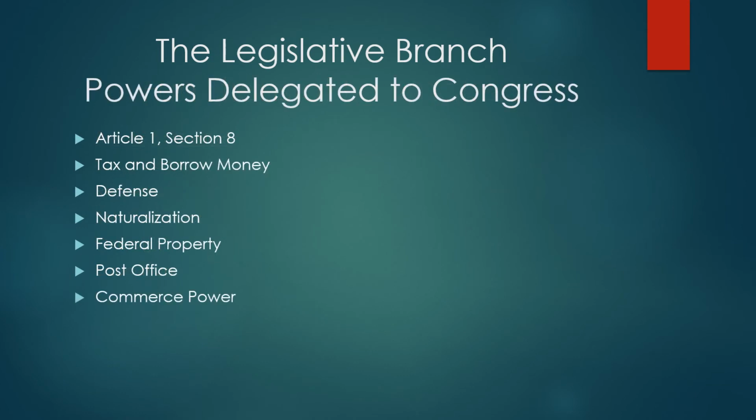Under our Article 1, there are a number of powers that are delegated to Congress. In Article 1, Section 8, I really suggest you go to the Constitution and read this yourself. It is more complicated than what I'm presenting here, but I'm just kind of breaking it down as simple as I can for you to understand that basically Congress has the power under Article 1, Section 8 to tax and borrow money, to defend the country, to naturalize citizens, to enforce laws and govern federal property, to have a post office, and to regulate commerce internationally and among the states.